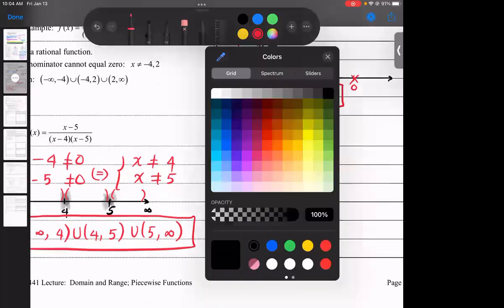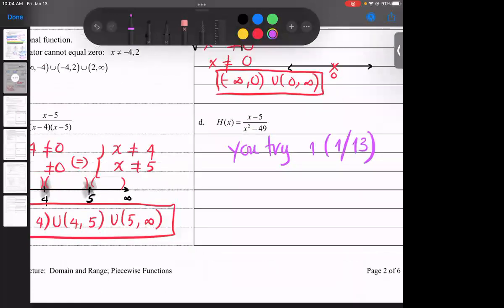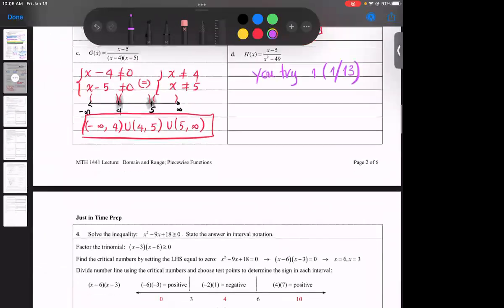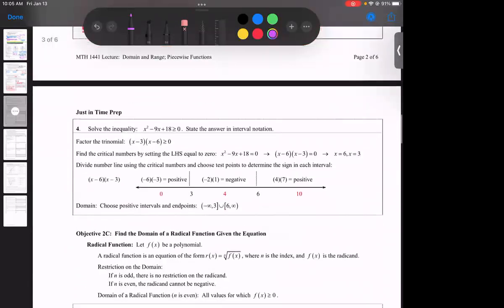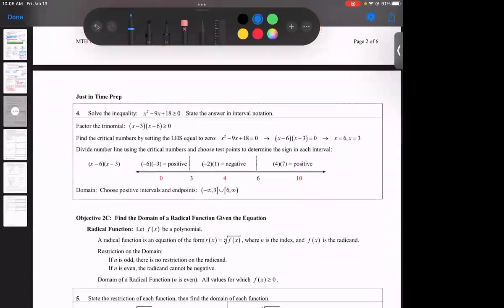D, it will be your you-try. You try one for today, 113. So please write that down. You won't see this when I post the notes. Don't do it now, you won't be able to. Number 4. This is a reminder.